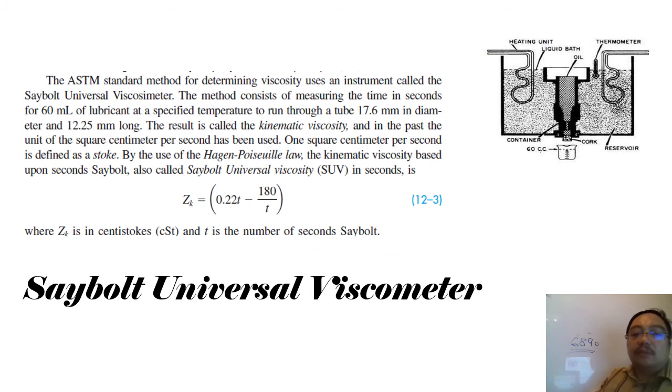Okay, this is the Saybolt Universal Viscometer. This picture I take from Google Images. You can find a better picture in Google Images, just type Saybolt Universal Viscometer. Its function is to find the viscosity. The ASTM standard for determining viscosity uses an instrument called the Saybolt Universal Viscometer. Just Google it if you want to know the image or diagram of how the Saybolt viscometer operates.